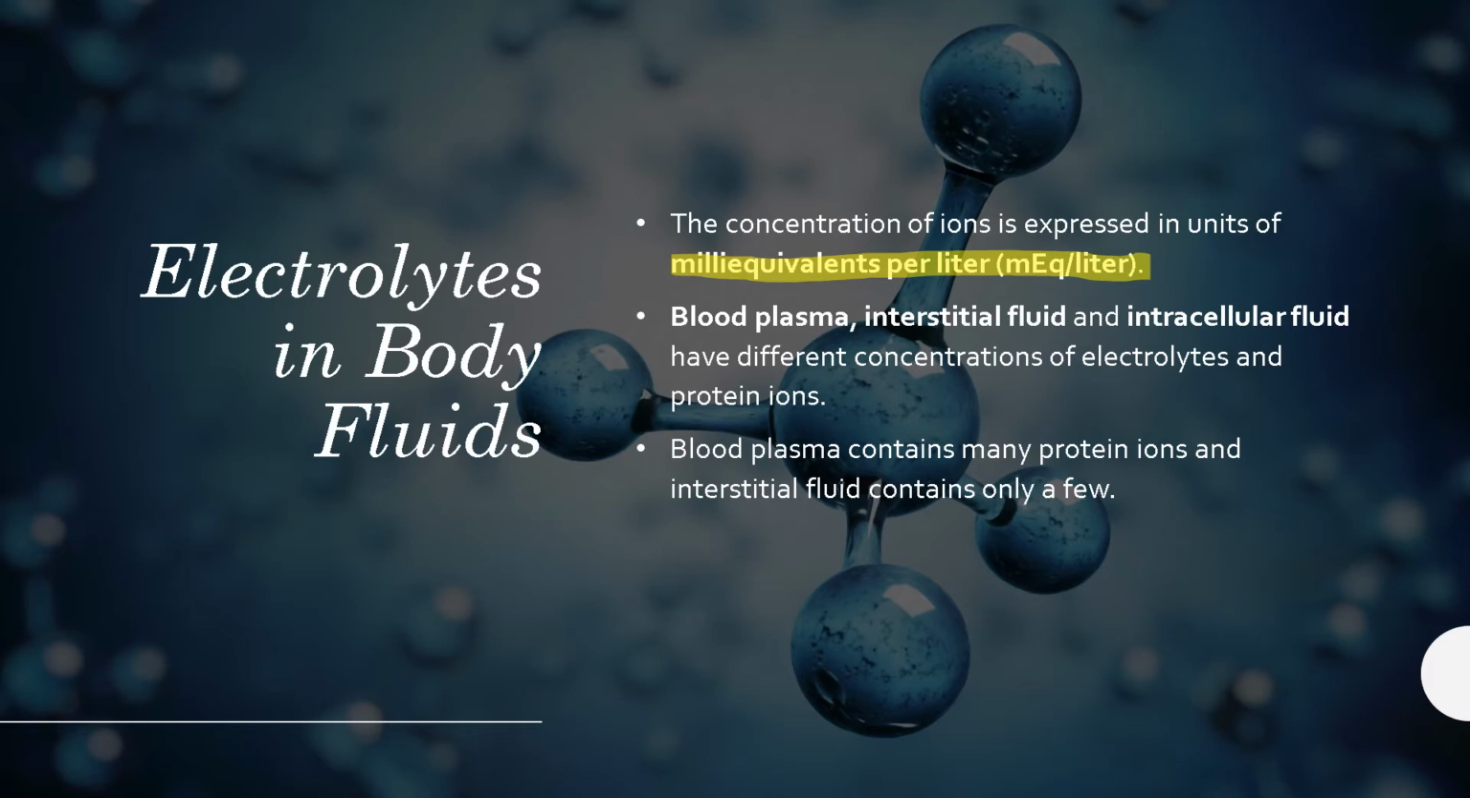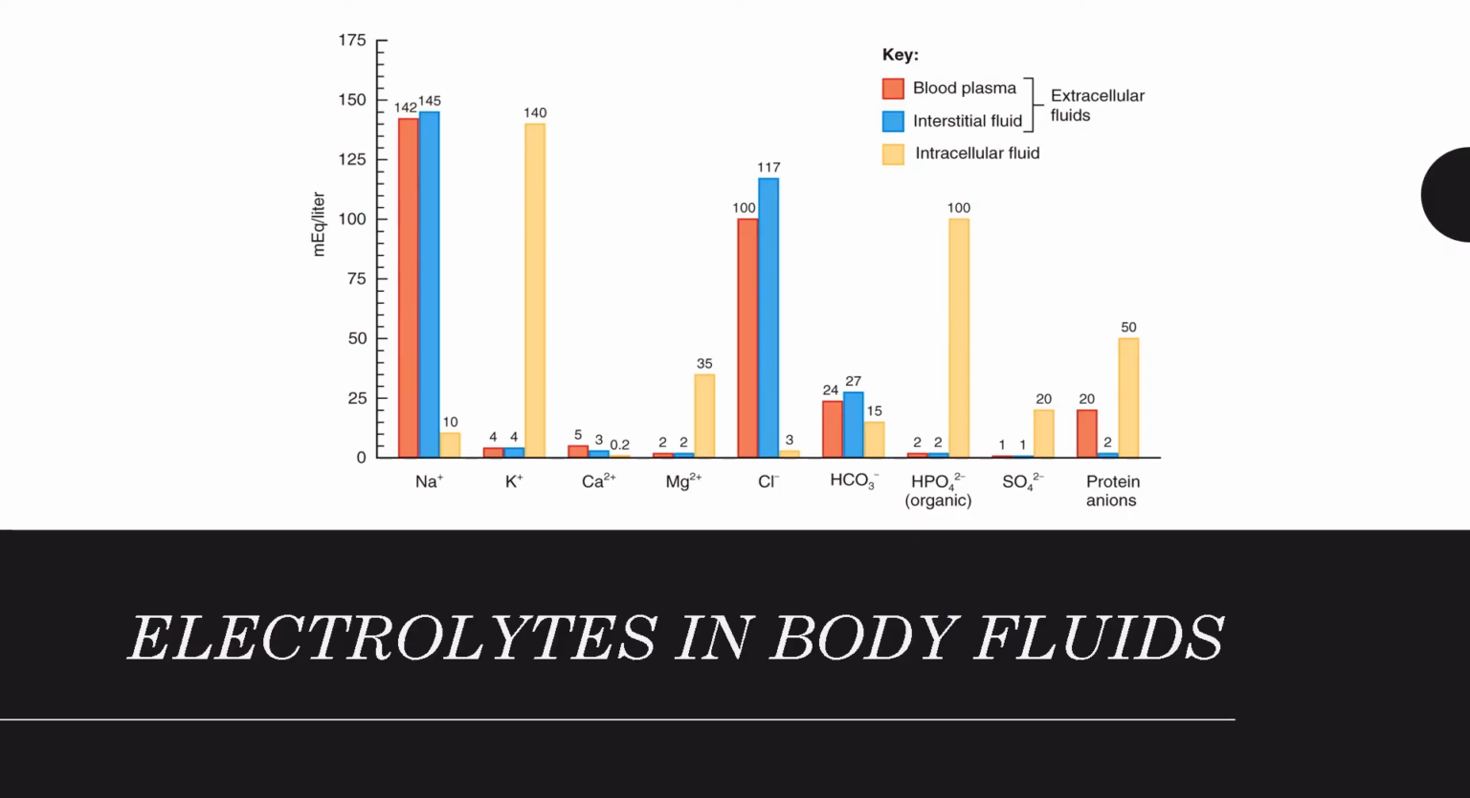Blood plasma, interstitial fluid, and intracellular fluid all have different concentrations of electrolytes and protein ions. Now, blood plasma contains many protein ions and interstitial fluid contains only a few, but we do have a diagram where we're going to look at these differences between the different fluid compartments. So this graph here compares the concentration of the main electrolytes and protein ions in blood plasma in red, interstitial fluid in blue, and intracellular fluid in yellow.